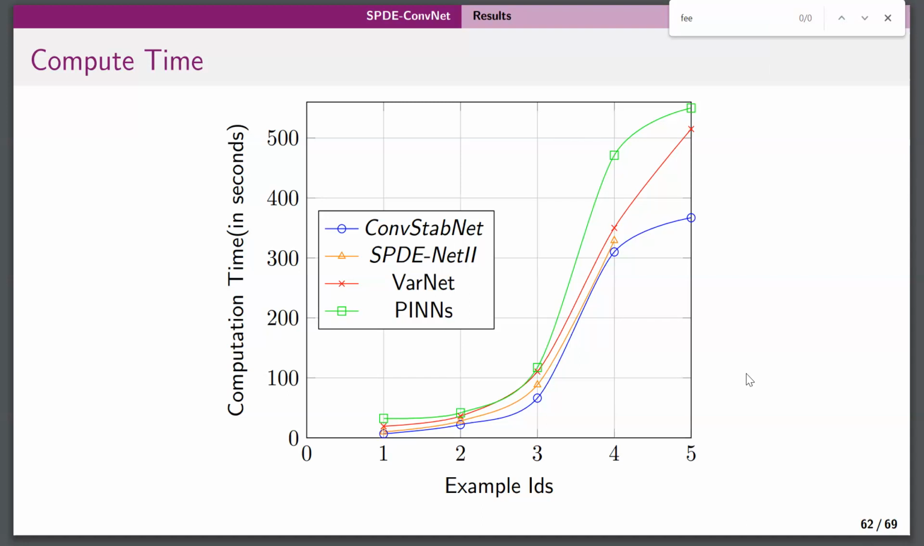So why have I not compared it against FEM? Because SPDNet2 and SPDConNet already include FEM steps.